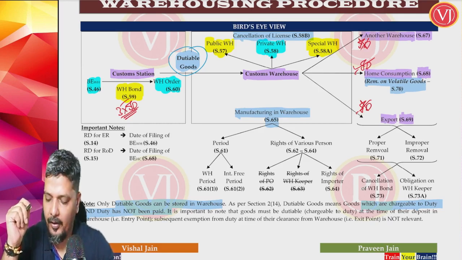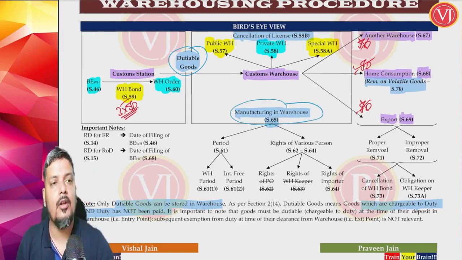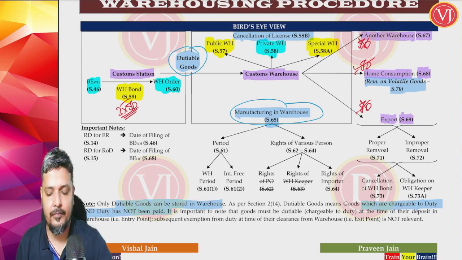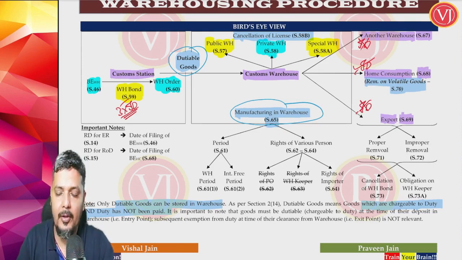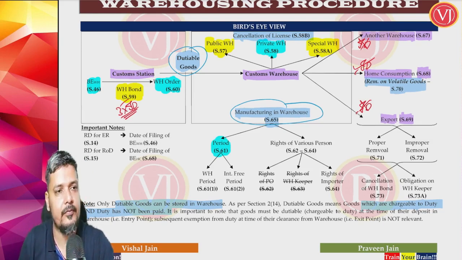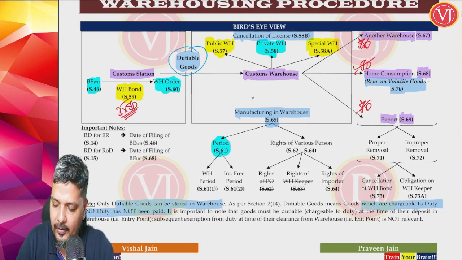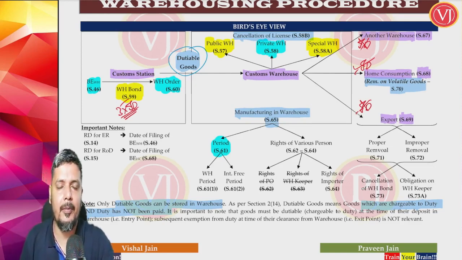Section 70. And when the goods are in warehouse, forget about exit now, you may be allowed to manufacture in warehouse, section 65. And in warehouse, you cannot keep the goods for a long time. You can keep the goods for a particular time called warehousing period. That warehousing period is discussed in section 61. You cannot keep the goods in warehouse for a long time. Section 61 period is split into two.